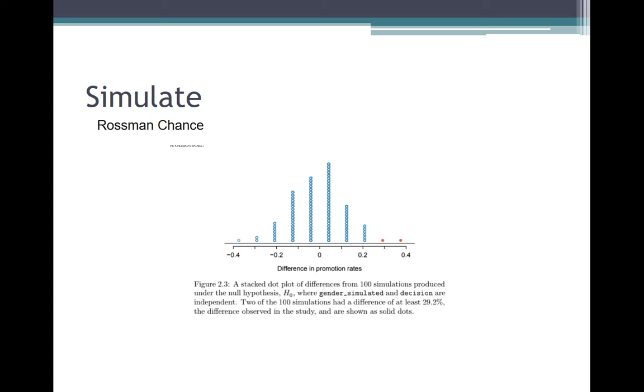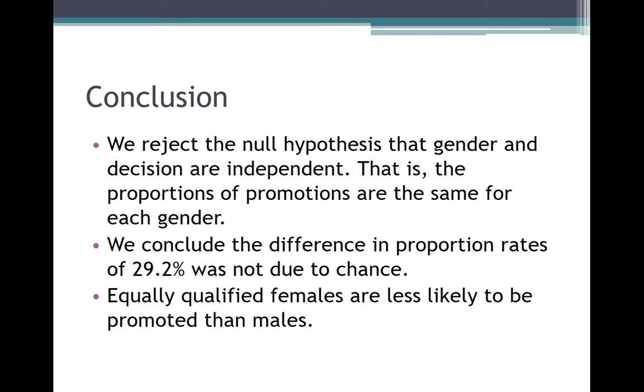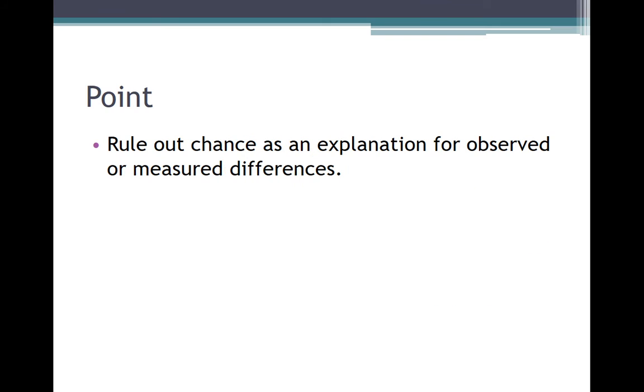So that's the idea. Can you rule out chance as the reason for the observed difference or not? So we reject the null hypothesis. We concluded the difference in proportion rates of 29.2% was not due to chance, and equally qualified females are less likely to be promoted than males. So the point is to rule out chance as the reason for the differences.